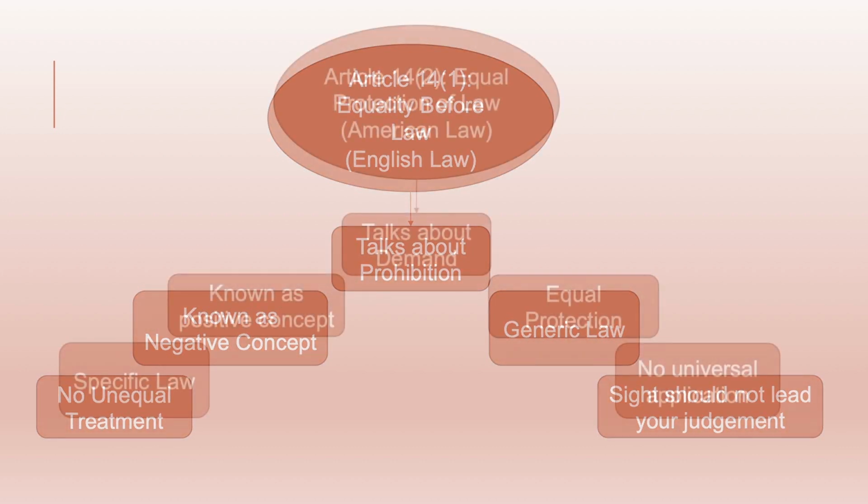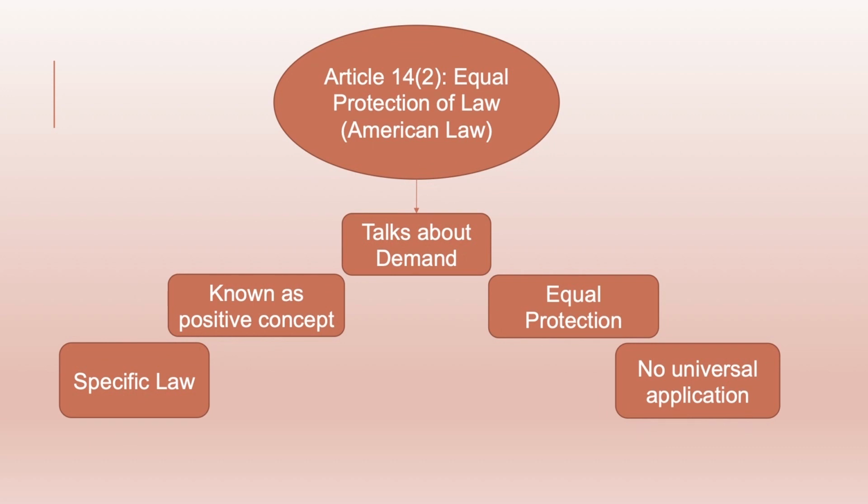Now moving on to the second part of Article 14, that is equal protection of law. This has been taken from the American law, and it talks about the demand. It is considered a positive concept because we are seeking something out of this provision. What does it seek? It seeks equal protection. The best example for this is the specific laws. We cannot keep everybody on the same pedestal. Like should be treated as like, but unlike should never be treated like.